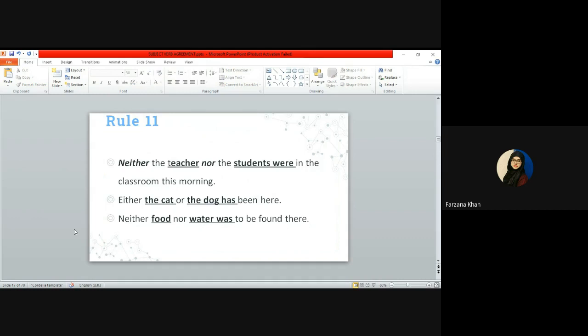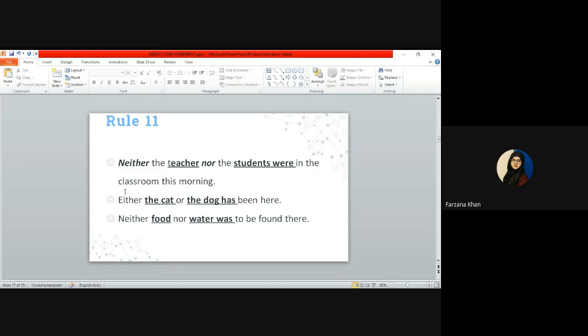Other examples of this rule are there. You can see, neither the teacher nor the students were in the classroom this morning. The teacher is clearly a singular noun. But at the same time, the students is not a singular noun. It's plural. One singular noun and one plural noun have been connected by neither nor. Then definitely we will go for plural verb. Neither the teacher nor the students were in the classroom this morning.